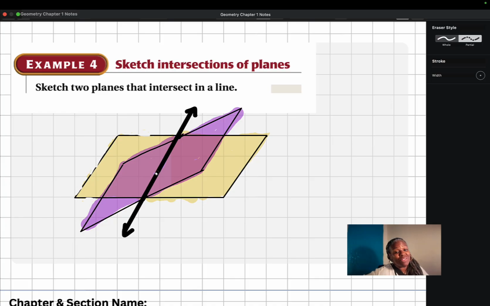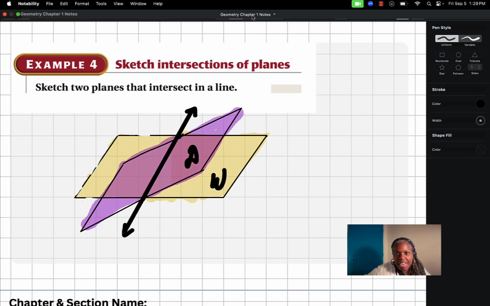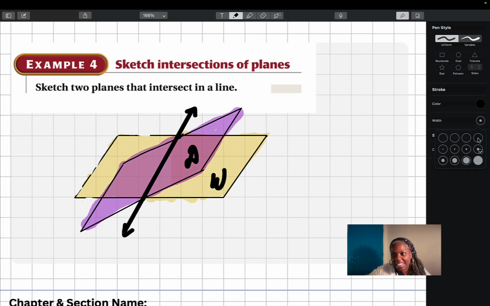I hope you were able to have success in drawing it. We can, of course, name these planes. I can call this one D and this one W, and we can name this line S, and that's about all we need to do here.